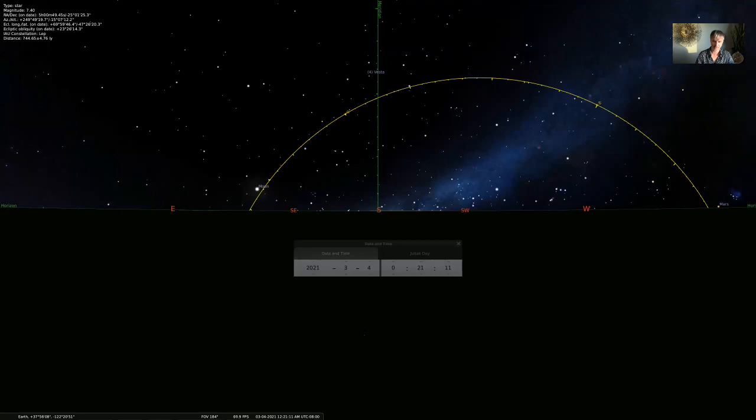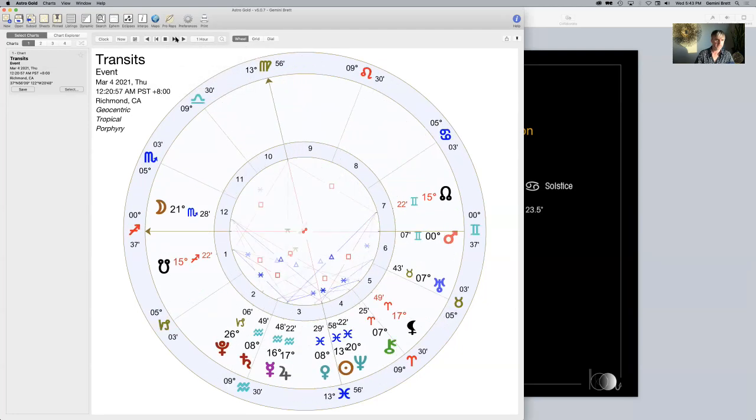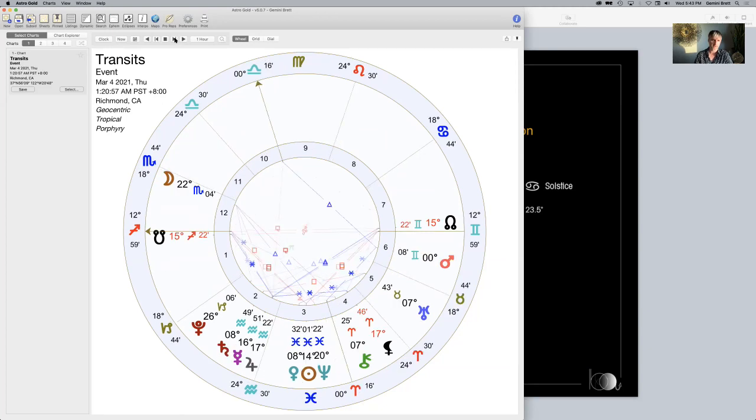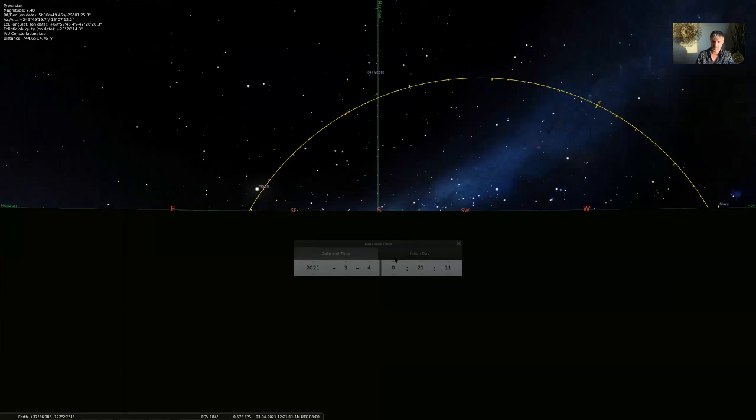So I'm at 12:21 a.m., quote unquote tonight. Great, because I want to show you the importance of this point right here. Now we have a southern sign rising. Actually, let's make that extreme. So how do we do that? We get very close to zero Capricorn rising, the most southern point of the zodiac, 2:21 a.m.